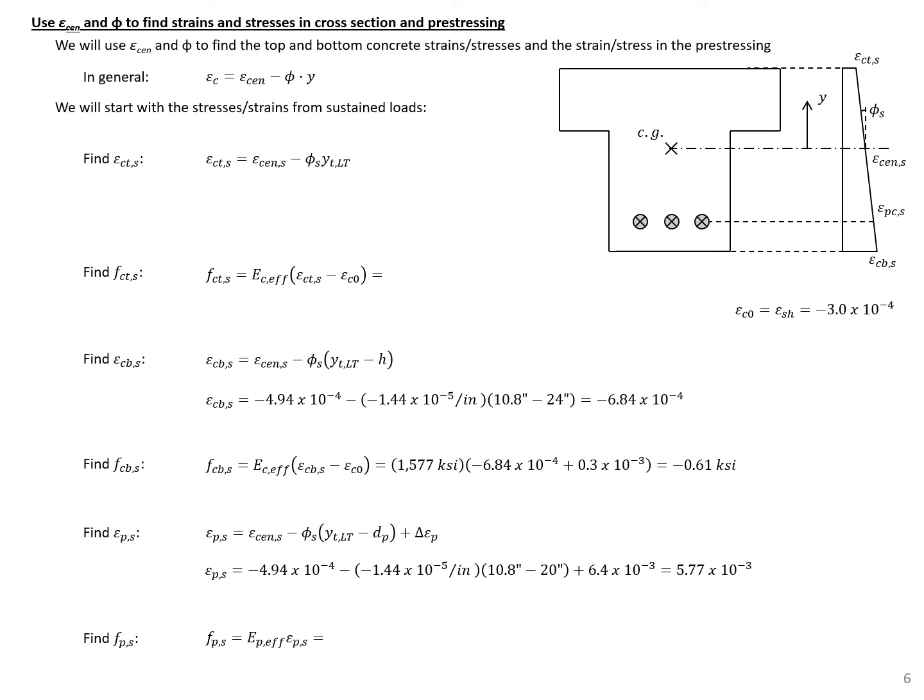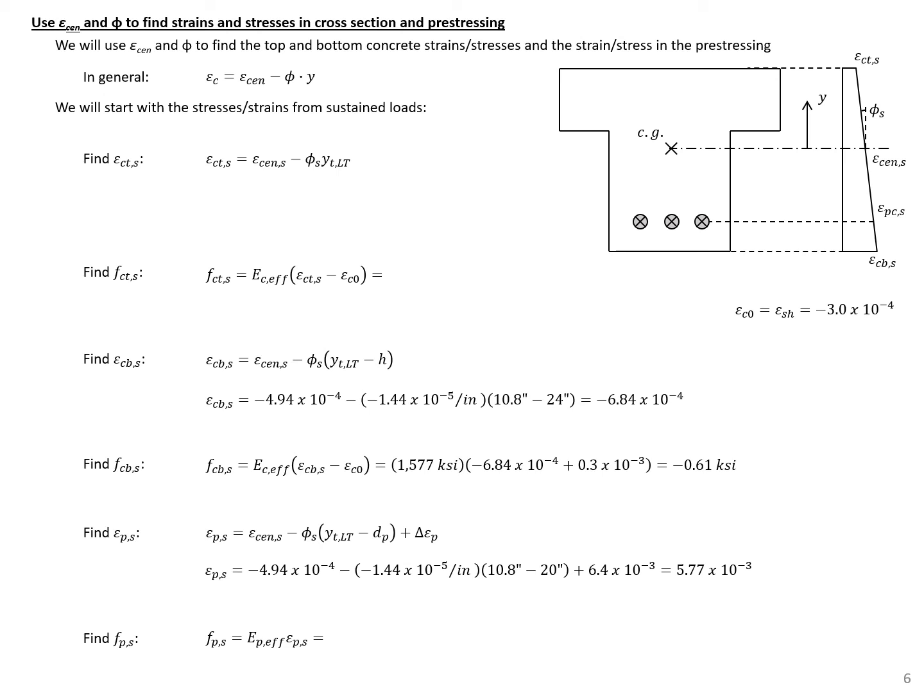Our next step is to use that strain at the centroid and curvature that we found on the previous slide to find the strain at the top and bottom of our section, the stress at the top and the bottom of our section, and the strain and the stress in our pre-stressing. So we'll start with the strain at the top of the section due to our sustained loads.